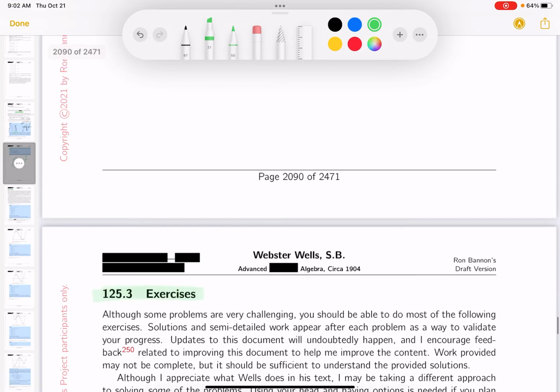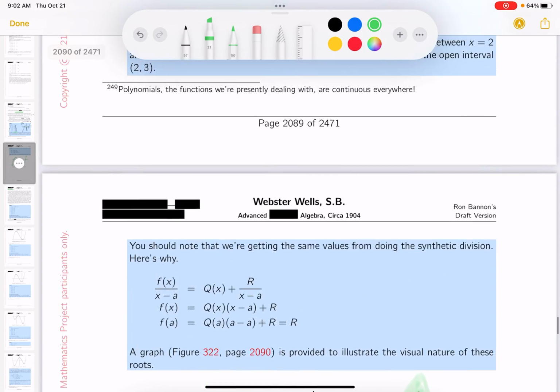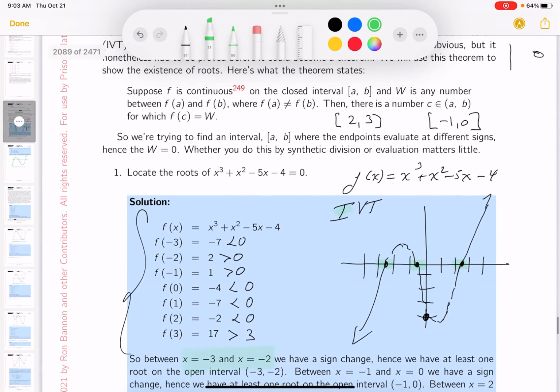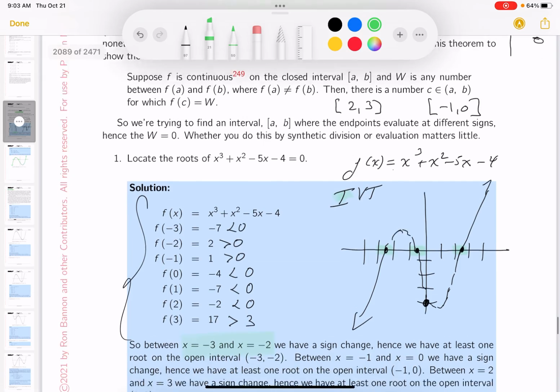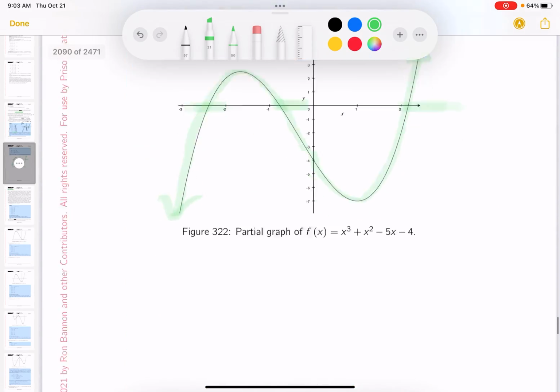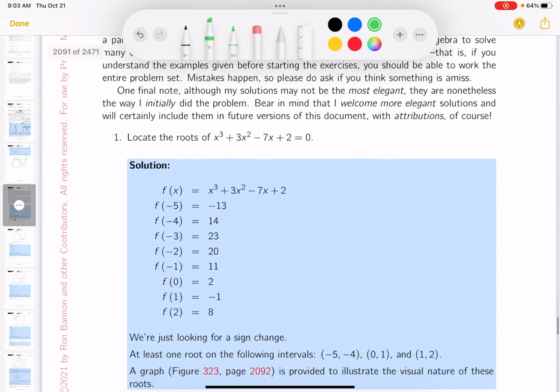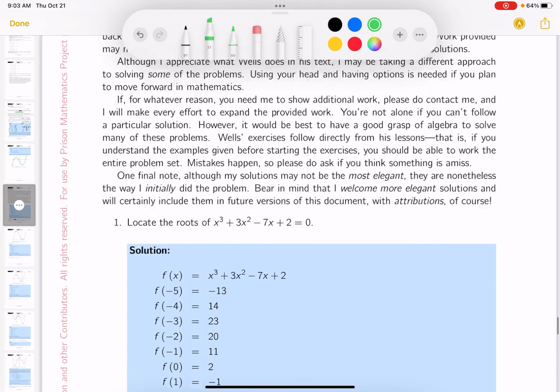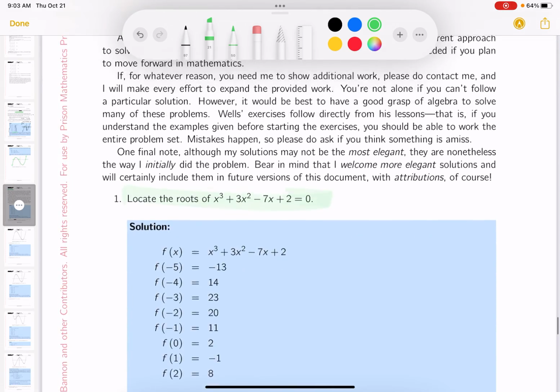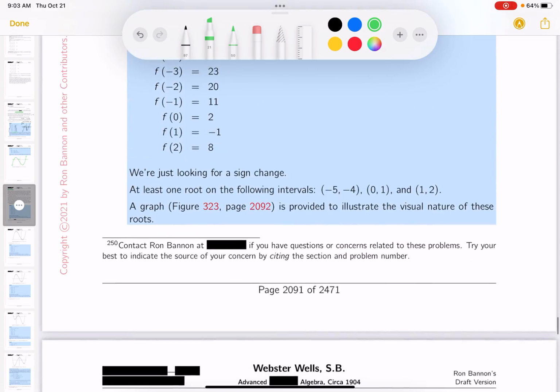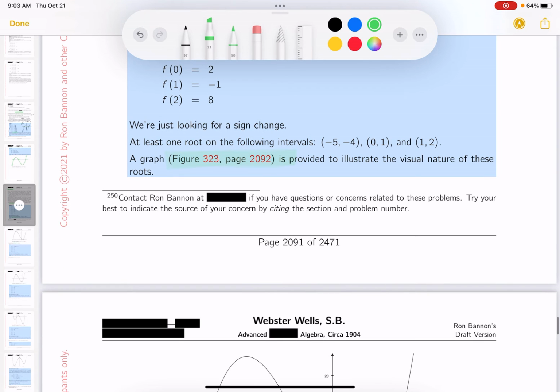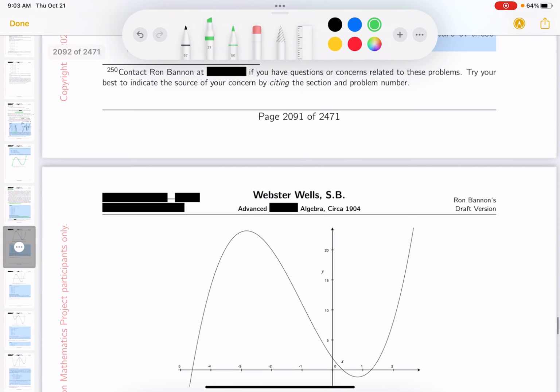By the way, I often kind of question what Wells does. He does something that, I think rather complicated, and then he doesn't give many examples of it, and then he piles on the exercises, all right? So let's take a look at the pile on of the exercises. So I'm going to say these are the exercises. Number one, I'm using the IVT. I do provide a graph for you. I tell you where the roots are going to be using the IVT.